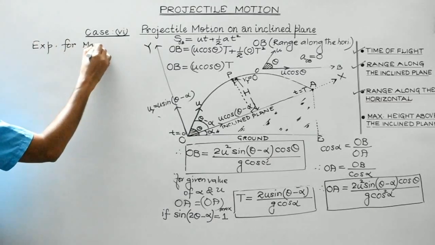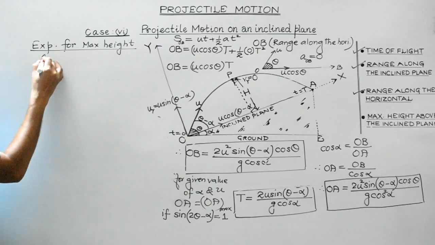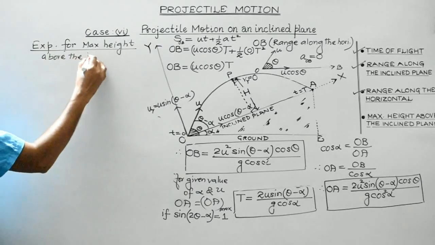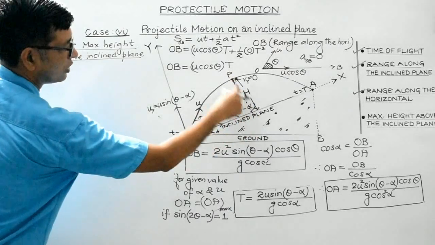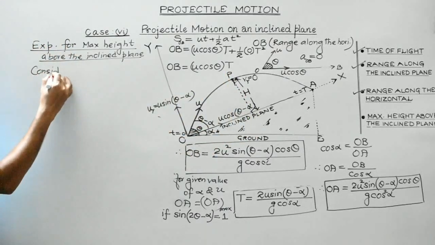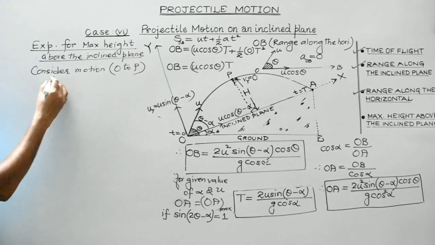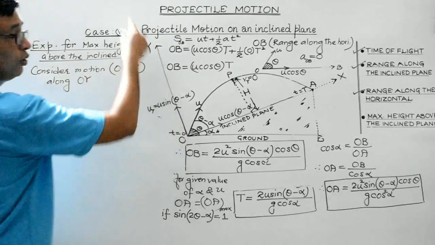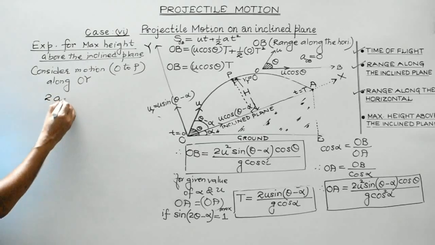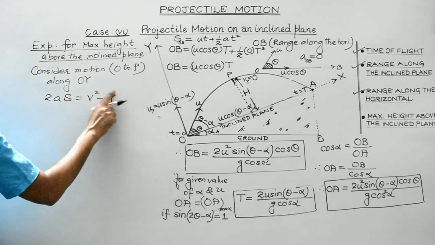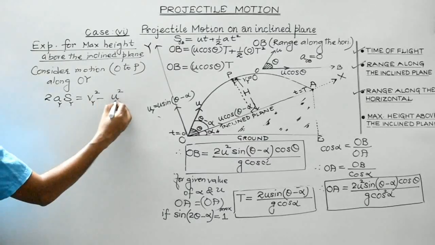Expression for maximum height above the inclined plane. So for this, we need to calculate the value of h. So consider motion from O to P and along OY, along the y-axis, right? So let's make use of the third equation of motion. Third equation of motion is 2as = v² − u², and we are considering the y component. So 2 a_y s_y = v_y² − u_y².